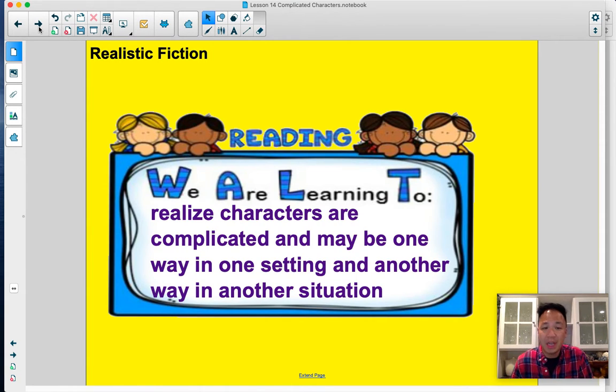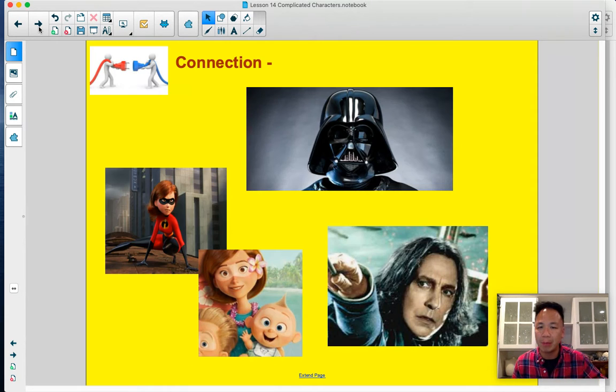So, today's objective, we are learning to realize that characters are complicated, maybe one way in one setting and another way in another situation. As you read more advanced books, you'll notice that the characters are not just what we call one dimensional. There isn't just the good guy and the bad guy, where the good guy is always right and the bad guy is always wrong. You'll start to see that characters are a little bit more complicated. There's more to them than just that.